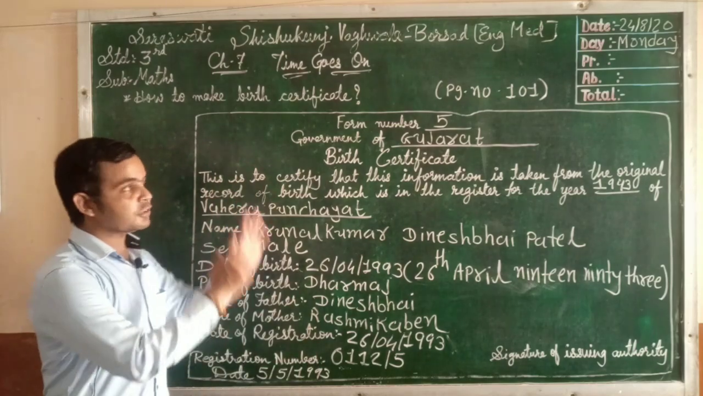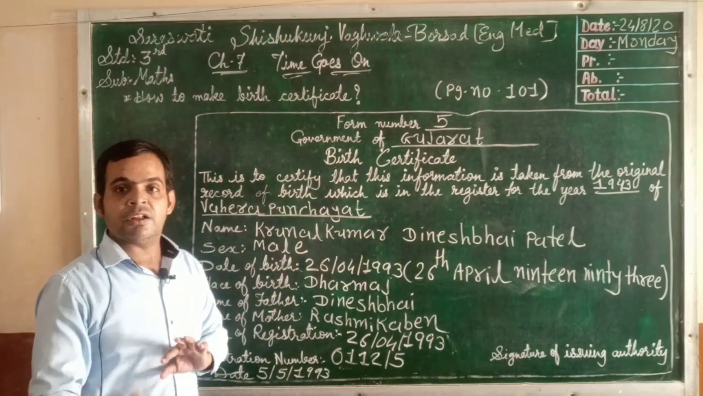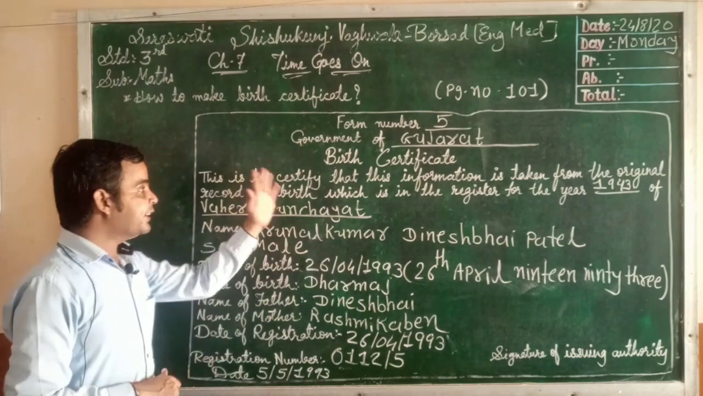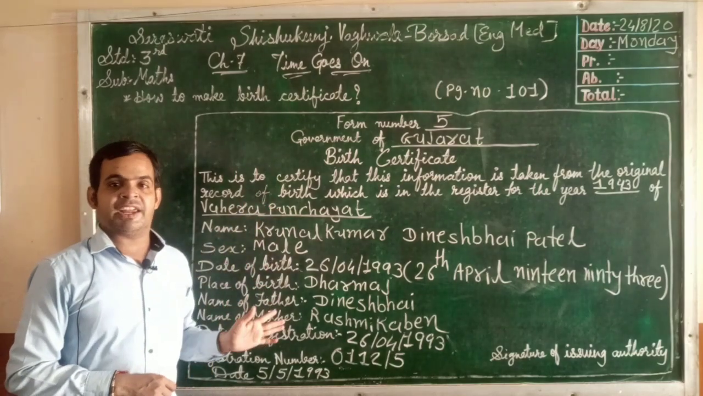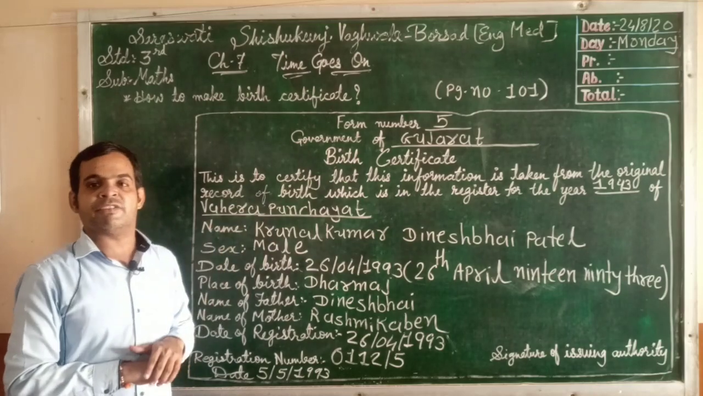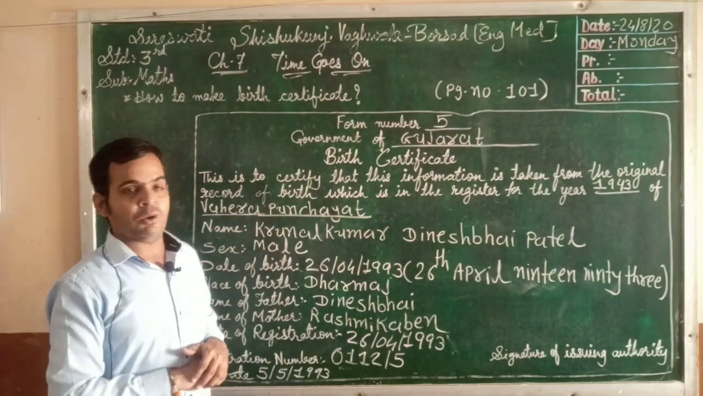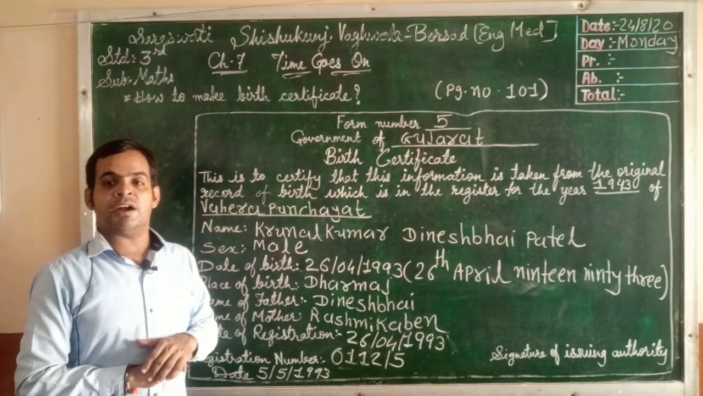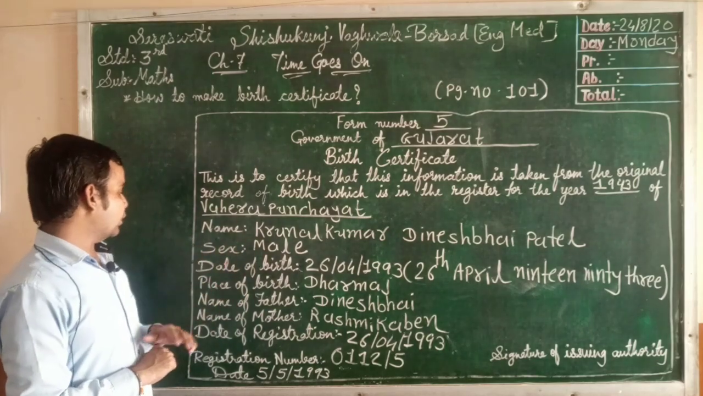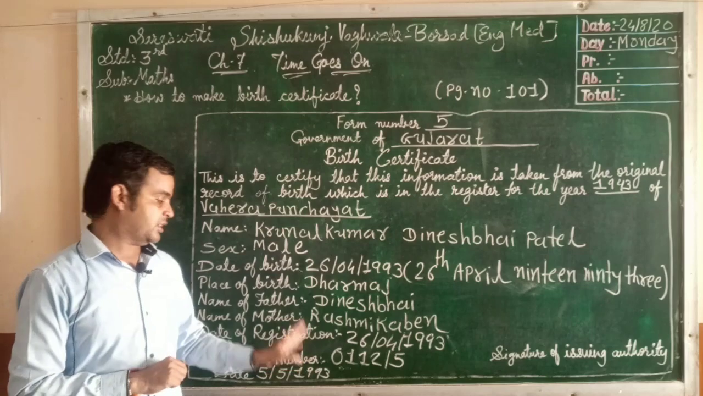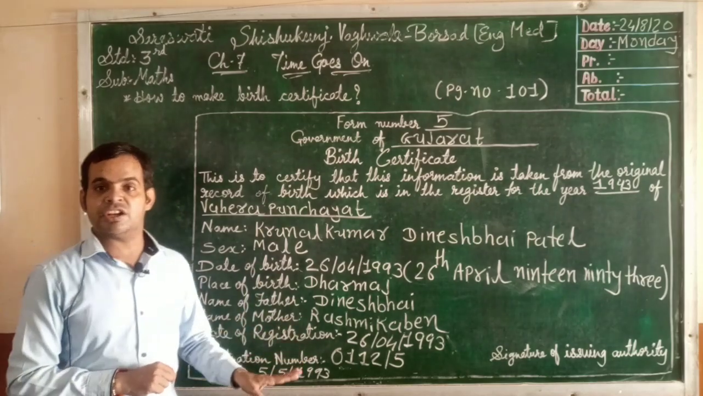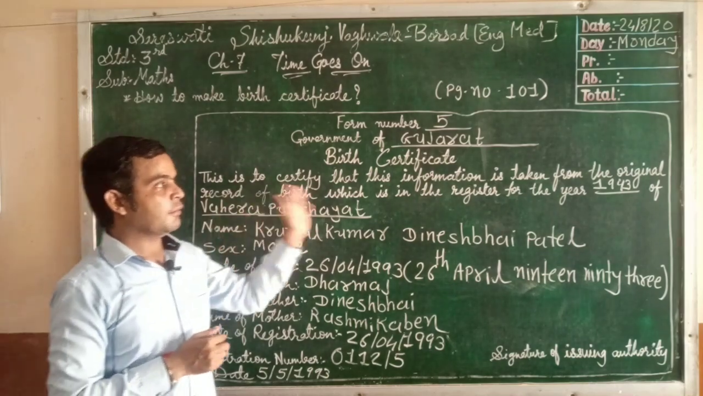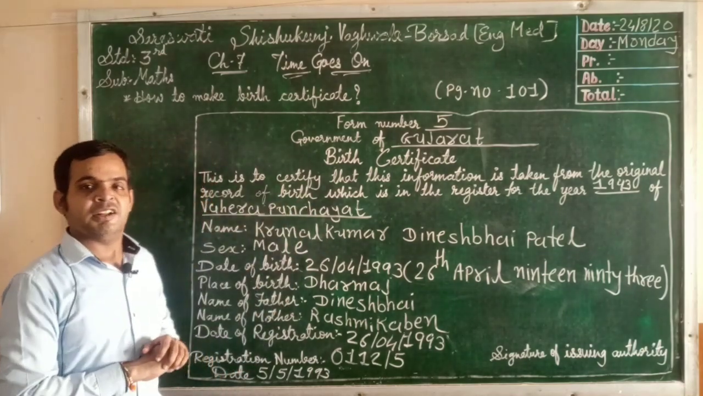Okay, so you understood about how you can make a certificate and which details or information are included in the birth certificate. From the birth certificate you can know when you were born, your place of birth, then the date of registration, then you can find the registration number. All this information you can find from the birth certificate.